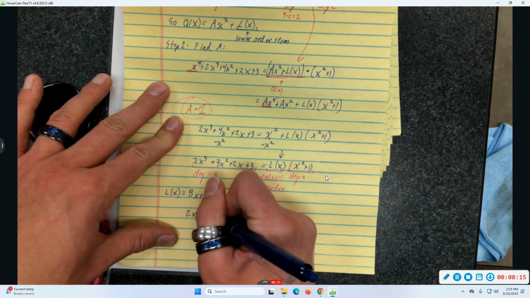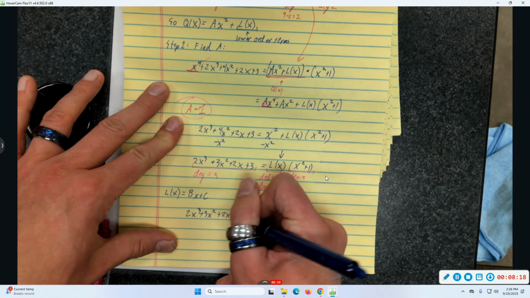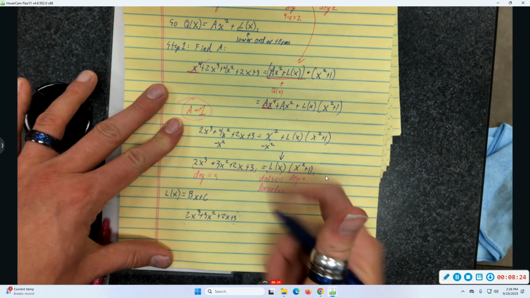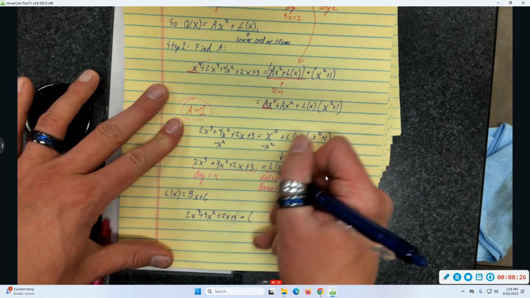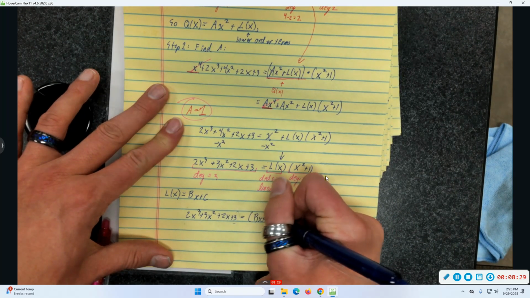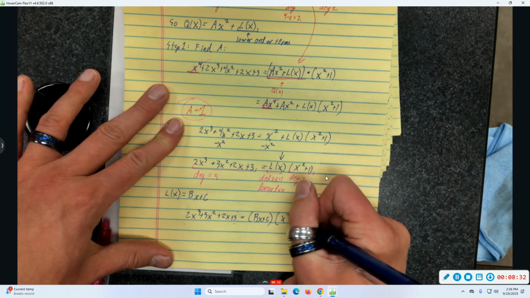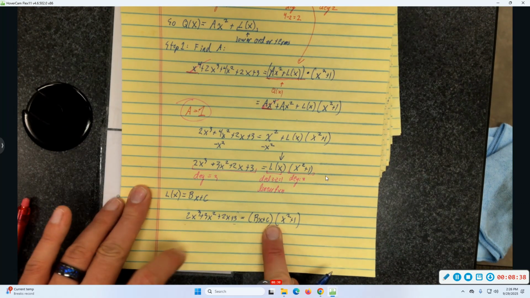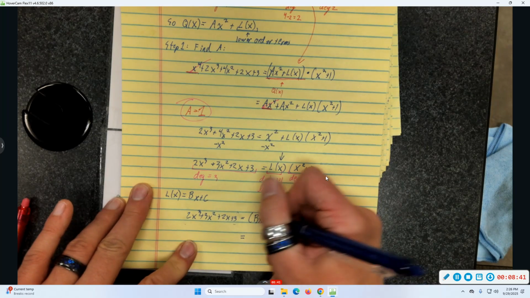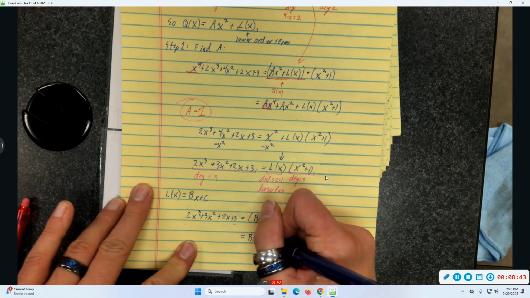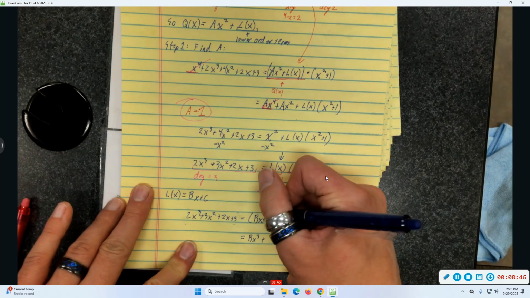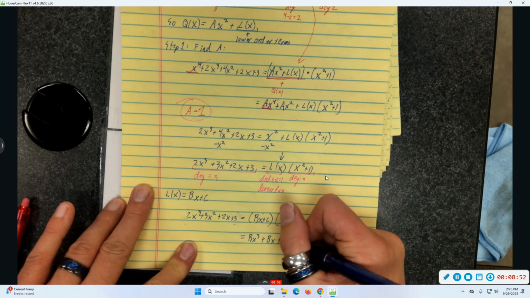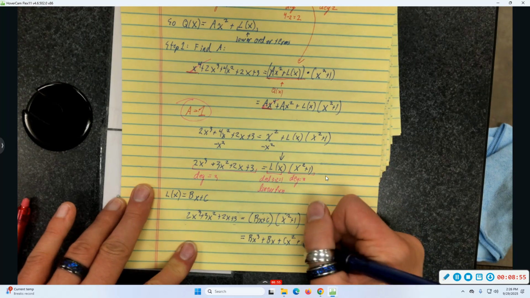2x cubed plus 3x squared plus 2x plus 3. Don't need those parentheses. Those actually would be harmful parentheses. Equals L of x, which is bx plus c, times x squared plus 1. And now let's play the same game. Let's FOIL out this side. Now then we'll match up some coefficients. Equals first, bx cubed plus outside, inside, plus last.